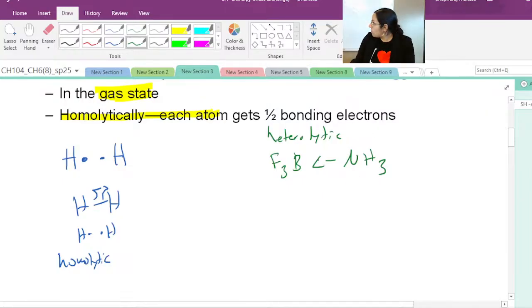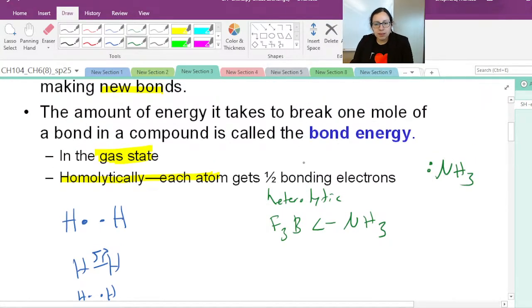But this is ammonia bound to BF3 here. I drew it with this arrow to show that we have ammonia with those 2 electrons, and boron, if you recall, only has 3, so it doesn't have anything. I'm just sketching out the Lewis dot structure. In this case, this is a weird scenario where nitrogen is actually contributing both electrons to that bond.